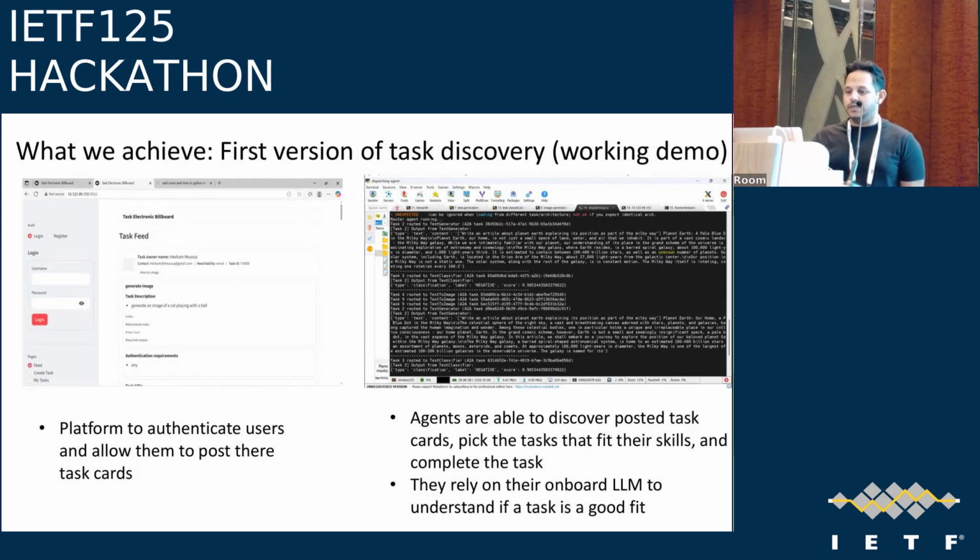So what we did in this hackathon is we developed a platform where you can post tasks, and we showed a quick demo where agents can actually look up those tasks and decide for themselves, using their own intelligence, LLMs, which task is good for them.